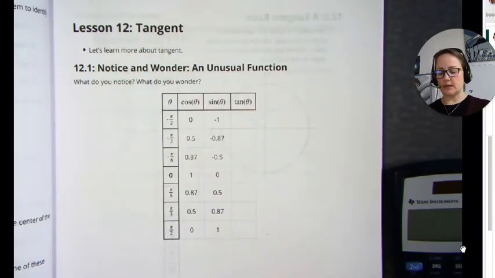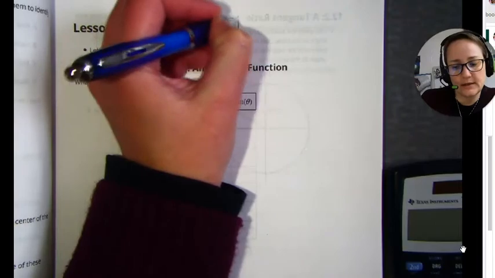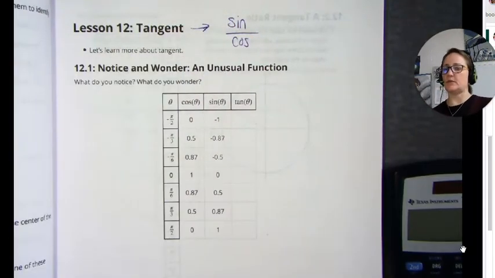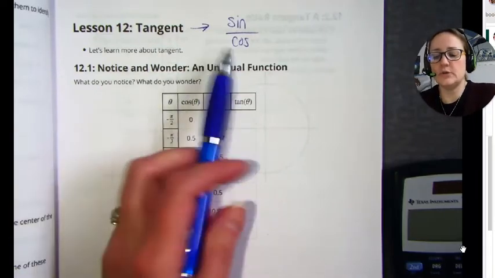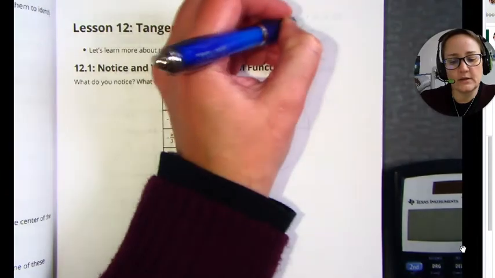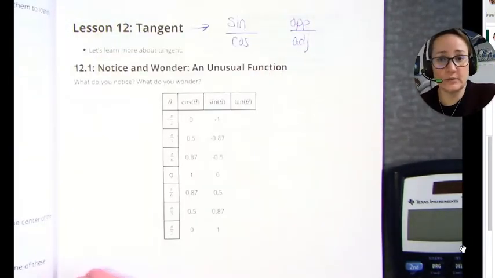And you may remember some ideas like tangent is defined as sine divided by cosine. And I think we already looked at a lesson previously about how we can prove that that's true. Tangent is also known as opposite over adjacent, and that starts to make a little bit more sense, right?